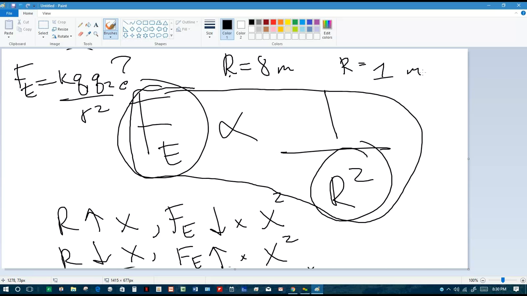So by what factor is the distance decreasing as you go from an 8 meter distance to a 1 meter distance? Now you're working here, right? You see where I'm pointing to? R is going to go down times what factor? 8. So now continue with that proportion.